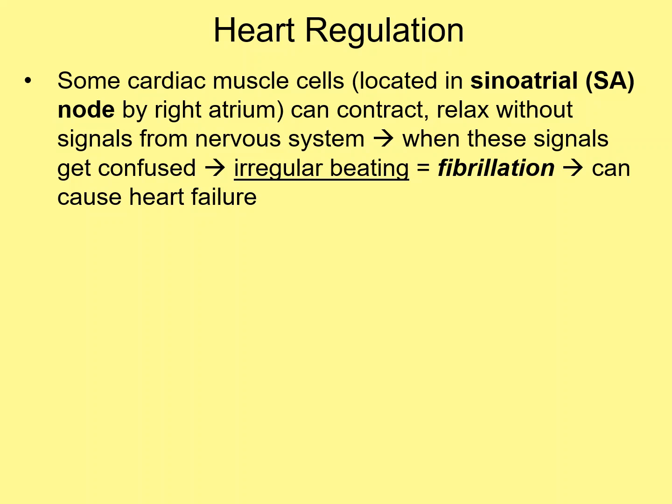Now, these signals may get out of sync with each other or confused, so this may lead to irregular signals coming from the SA node, causing your heart to beat irregularly, right? So the beating of one section may speed up in relation to the other, and so on. And this is a process that's called fibrillation. And again, you're getting an irregular heartbeat.